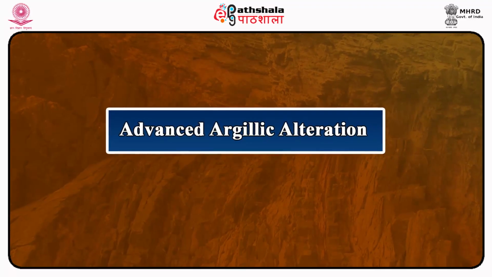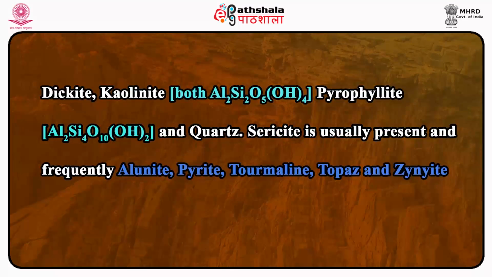Advanced argillic alteration. This alteration is characterized by dickite, kaolinite, both are hydrosilicate of aluminum, pyrophyllite, again hydrosilicate of aluminum, and quartz. Sericite is usually present and frequently alunite, pyrite, tourmaline, topaz and zunyite also occur. At high temperatures, andalusite may be present.